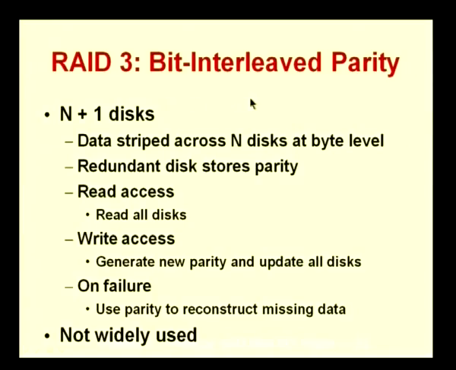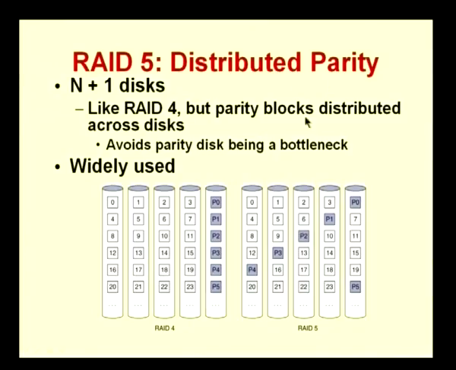The other option that we have is a bit interleaved parity. All of us know about the parity mechanism. So, we store parity information on the redundant disk. This is also not really used widely. One that is widely used is a mechanism called distributed parity. What we do here is we use n plus 1 disks. There are n disks for storing the data and 1 disk which is used for storing the parity information.